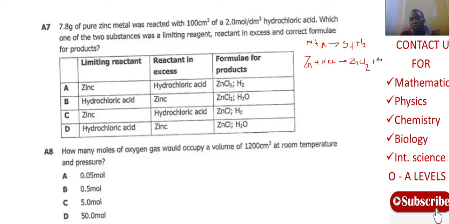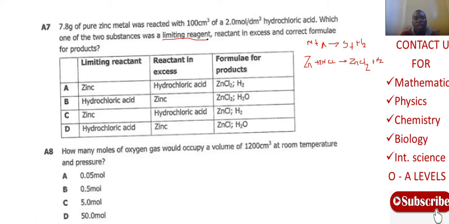Always ensure to write the state symbols as you write your equations. So this is solid, aqueous, gas. You write that. Then you also balance. Since you have 1 here, 1 there, 1, 2 there, it means that you can add a 2 here and the equation is balanced. Now, what they want us to find is a limiting reagent.